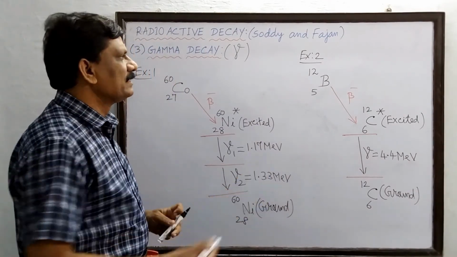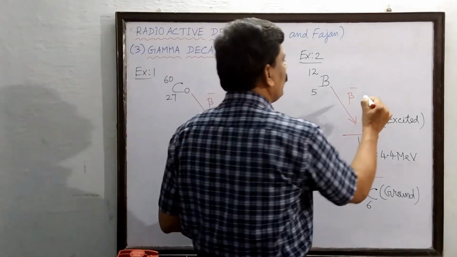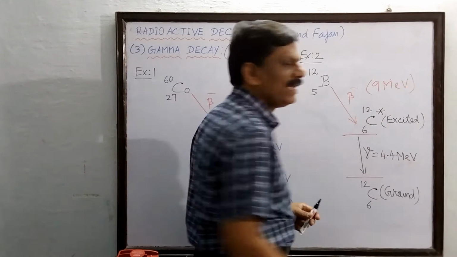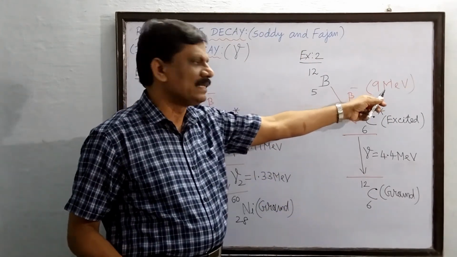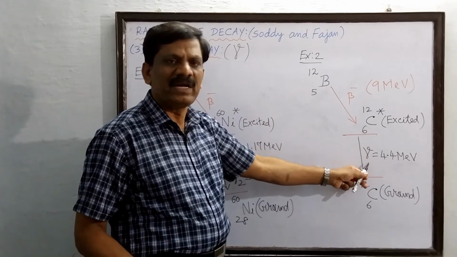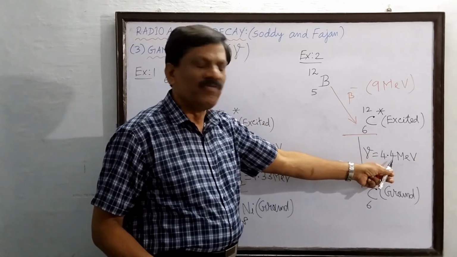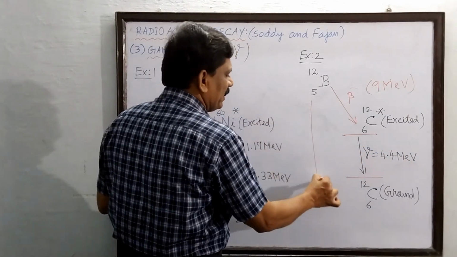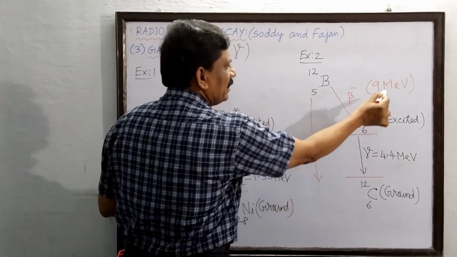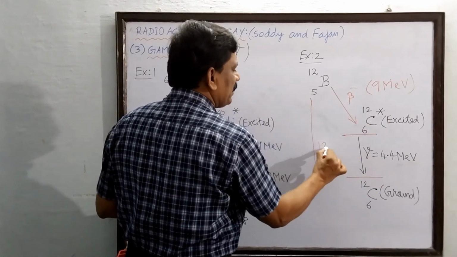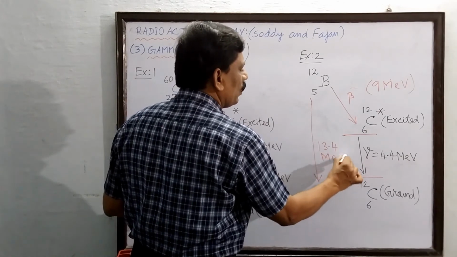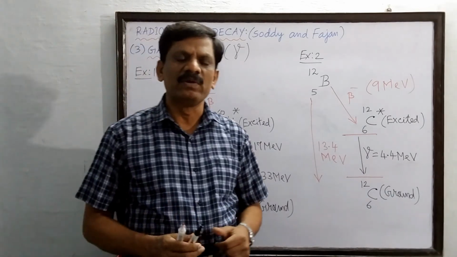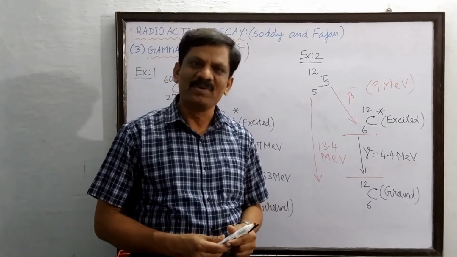So this is another example for the gamma decay process, and it is found that during this beta decay, 9 million electron volt of energy is emitted during the beta minus decay process. Then a follow-up gamma ray photon has an energy of how much? 4.4 million electron volt. So the net energy released is 9 plus 4.4, which is 13.4 million electron volt. This type of transition by emitting a gamma ray photon is called the gamma decay process. Hope you have understood. Fine.